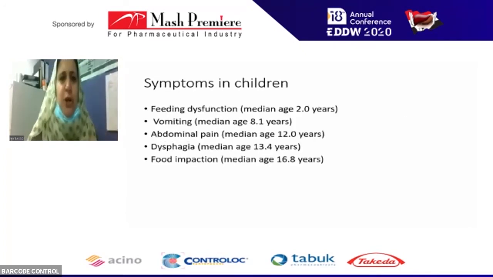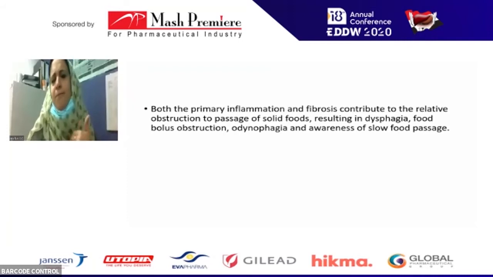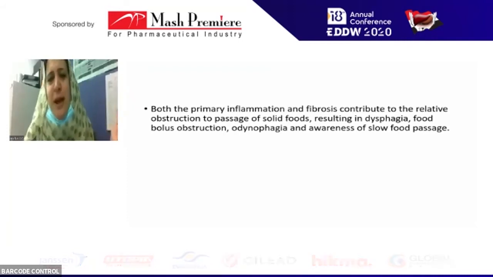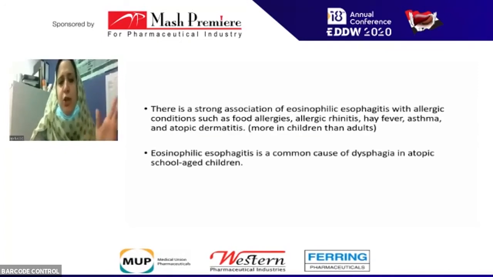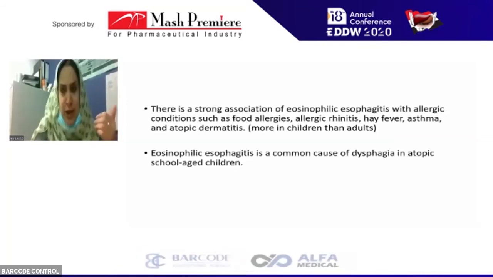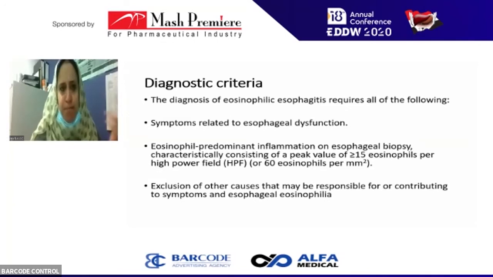Symptoms in children, well, it's not focused on children, this talk, but dysphagia, again, food impaction, they can have vague symptoms, the children. Difficulty swallowing, vomiting, abdominal pain, slowly eating, and you'd have to suspect it, things like that. Both the inflammation and fibrosis contribute to the obstruction of passage of food. There's a strong association with allergic rhinitis and other atopic conditions, and it's a common cause of dysphagia in atopic school-age children.